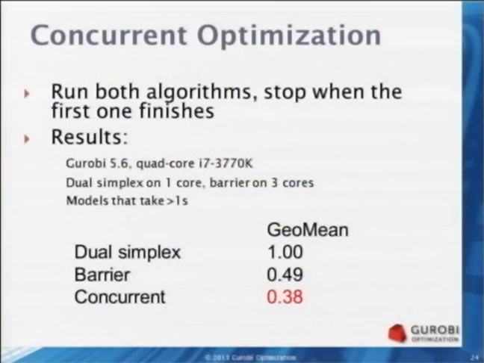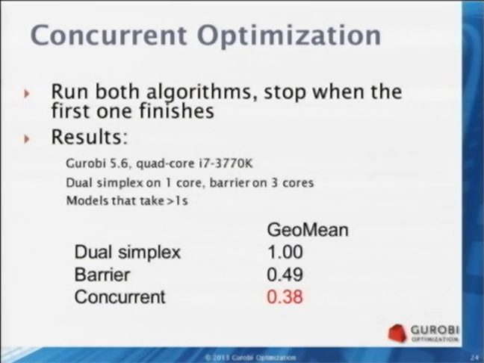Okay, so when it comes to parallelism in LP, the benefits for barrier tail off pretty quickly, actually. But there is another way to exploit parallelism. It's fairly simple. It's concurrent optimization. When you've got multiple algorithms to solve the same problem, just start a horse race. Start all the algorithms. The first one that finishes wins.